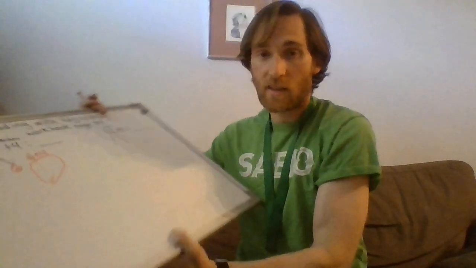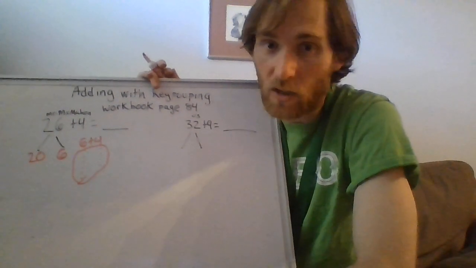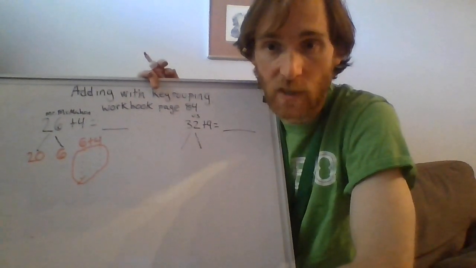6 plus 4. 1, 2, 3, 4, 5, 6, 1, 2, 3, 4, 1, 2, 3, 4, 5, 6, 7, 8, 9, 10. Would you look at that? 6 plus 4 is equal to 10. There are no little ones that are all by themselves. 6 plus 4 is equal to 10.